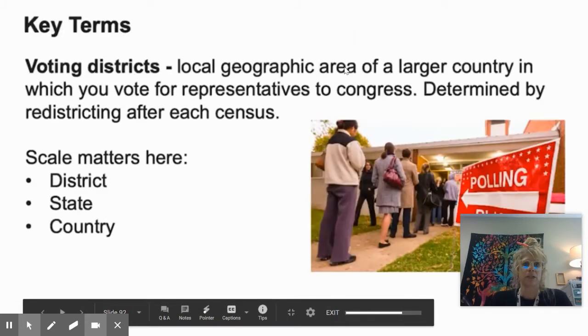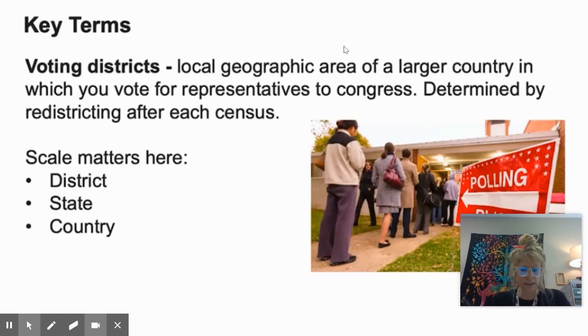Okay. So the first key term now that you need to know is voting districts. And the definition is right there. It's a local geographic area of a larger country in which you vote for representatives to Congress. Now, what we talked about in the simulation yesterday in class was that the census is done every 10 years. And so those voting districts will be based on the population in the census, and a lot of those lines are going to be redrawn.